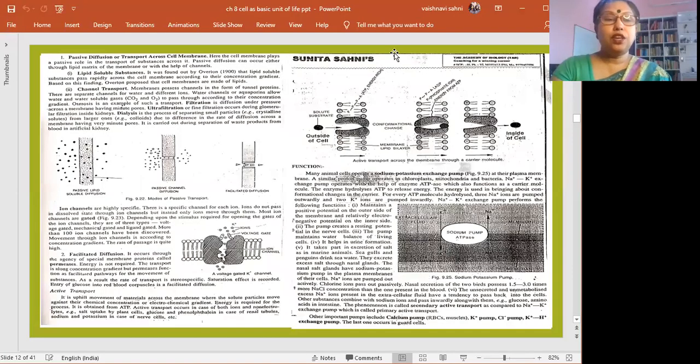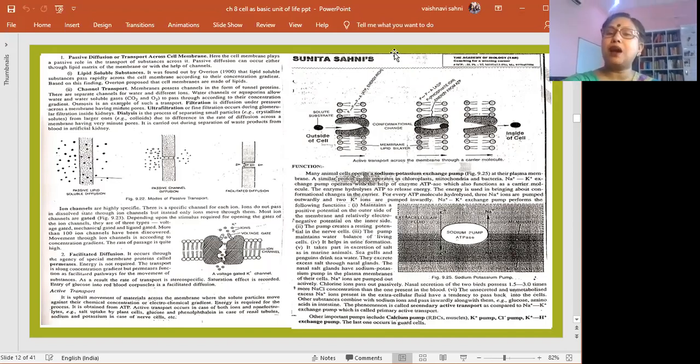Hello students, today the topic which we are going to study is transportation. In both plants and animals, there are different types of transporting methods: first passive, then active, and then sometimes some ionic channels also help, for example the potassium pump.